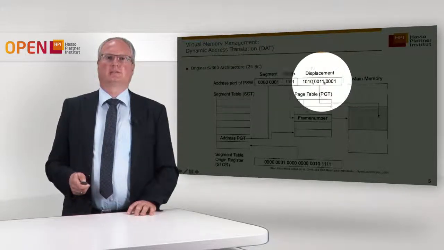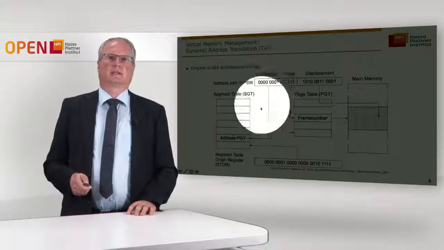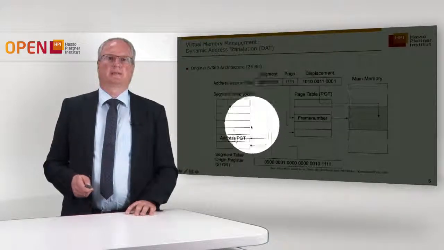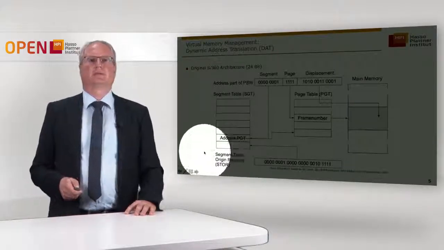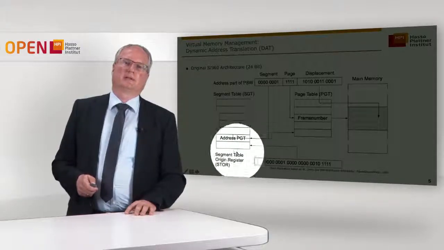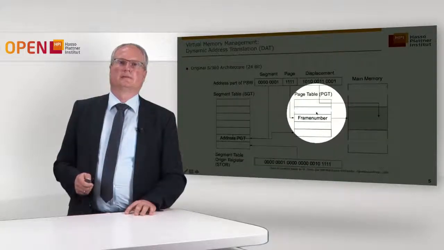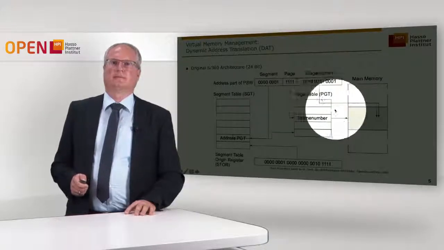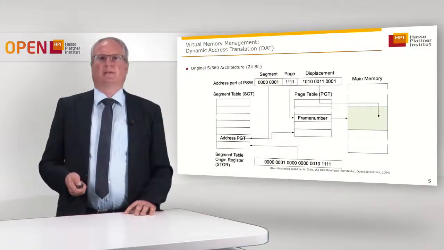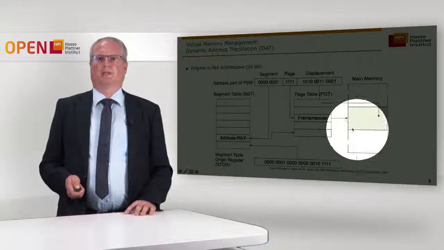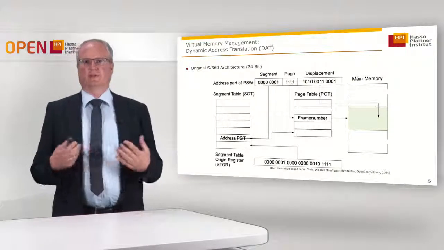Every virtual address is interpreted in 3 parts: a segment, a page, and a displacement. And the segment points to an entry in a segment table, which is located by the so-called segment table origin register in the CPU. Inside that table, there is another address that points to the page table, which then points to the frame number, and then the displacement indexes into a memory page. So this is the way a virtual address is translated to a physical address somewhere in memory.